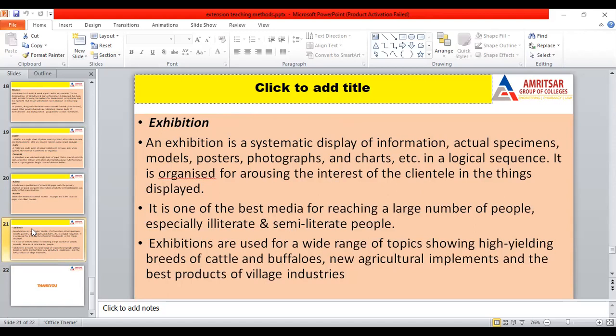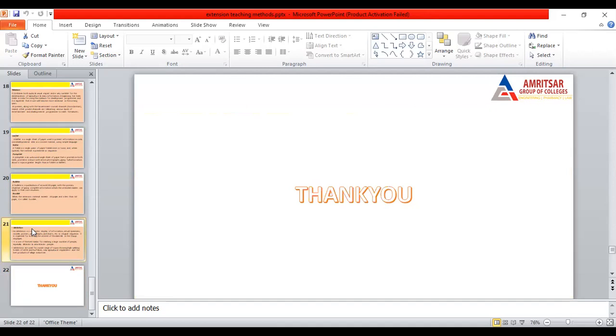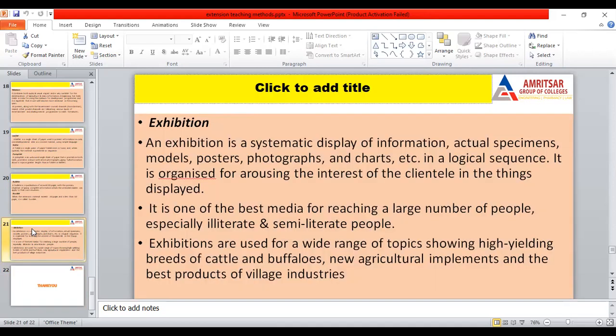It is one of the best media for reaching a large number of people, especially those who are illiterate or semi-illiterate, because in an exhibition they provide systematic information about a particular specimen, and through the exhibition, illiterate people can easily understand the new technology and the new crop variety. So this is about the extension teaching methods.